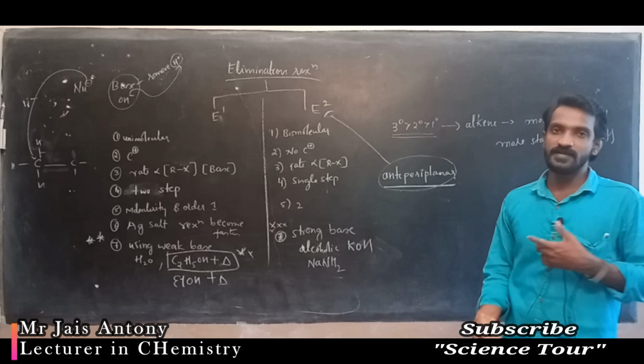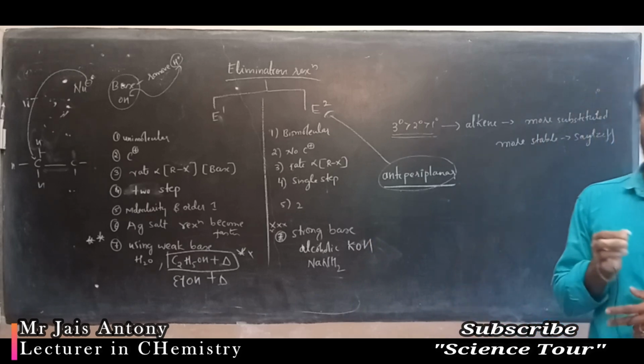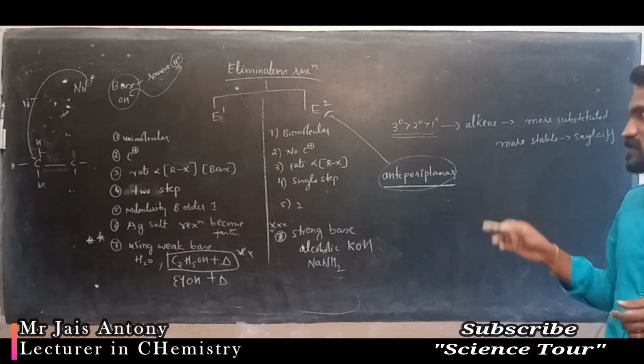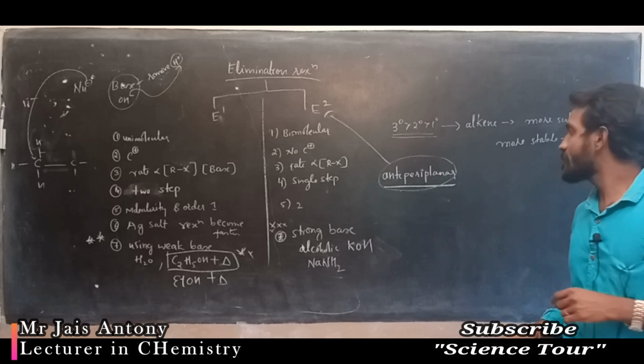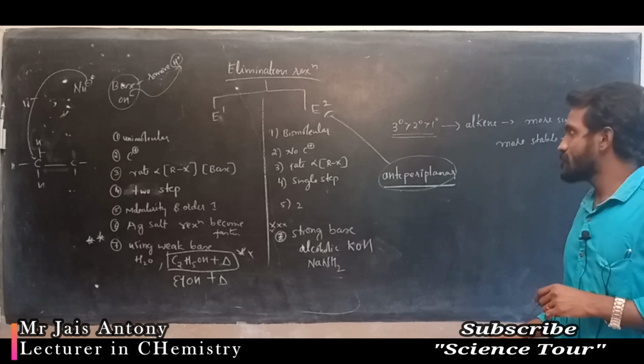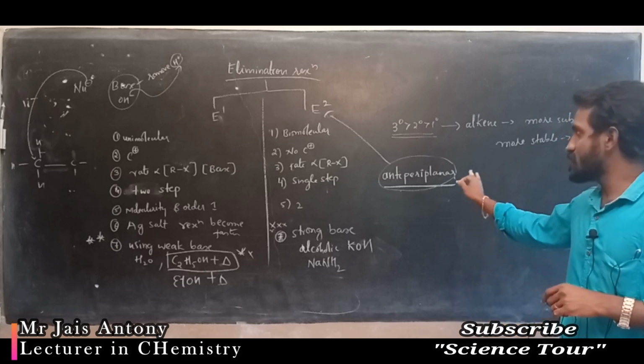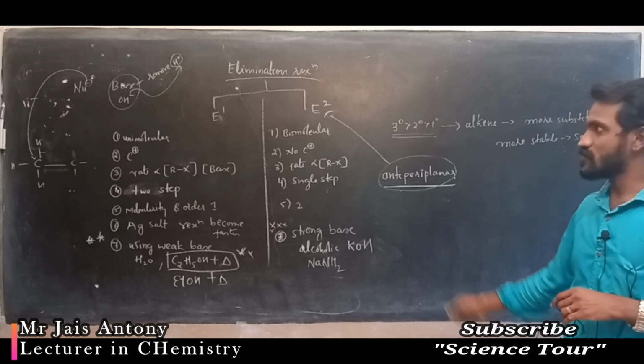Here it is aprotic, one which do not. That example I also gave in the SN1 and SN2 earlier video, you just check it out. Okay. Now anti-periplanar structure is required. Note down this point.